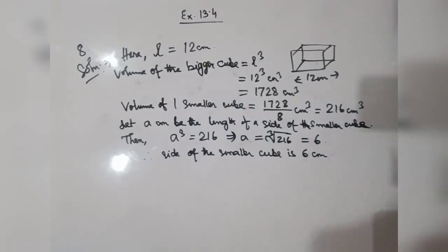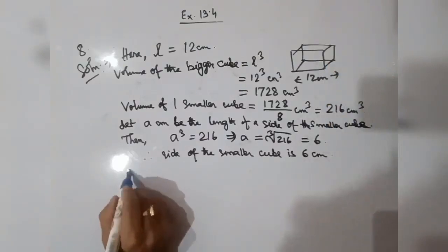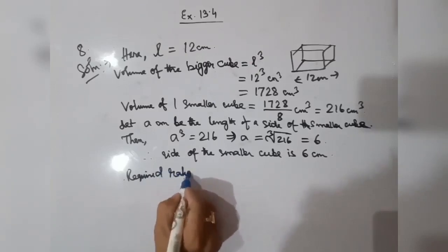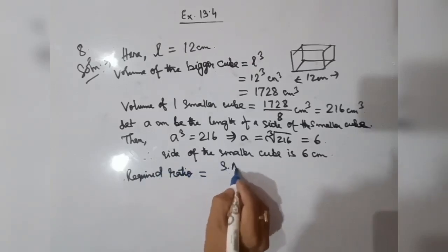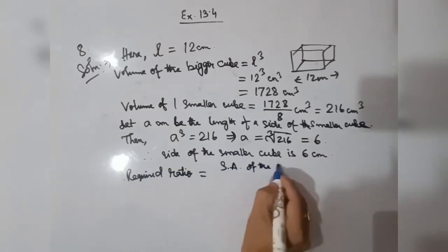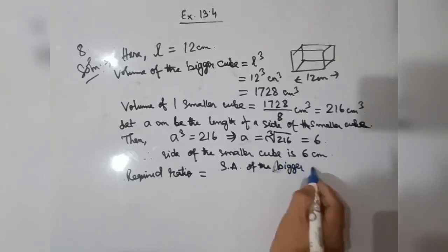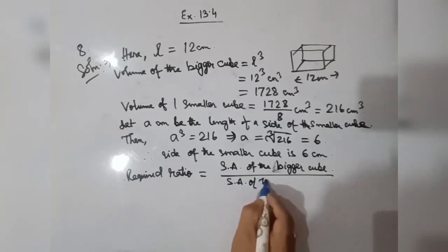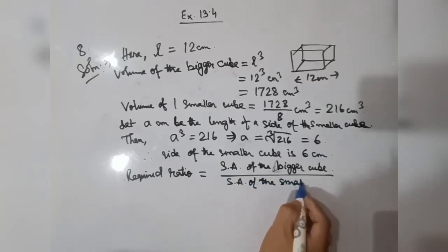And now for the second part of the question, we have to find the ratio of the surface area of the bigger cube to the surface area of the smaller cube. So the required ratio will be equal to surface area of the bigger cube to the surface area of the smaller cube.